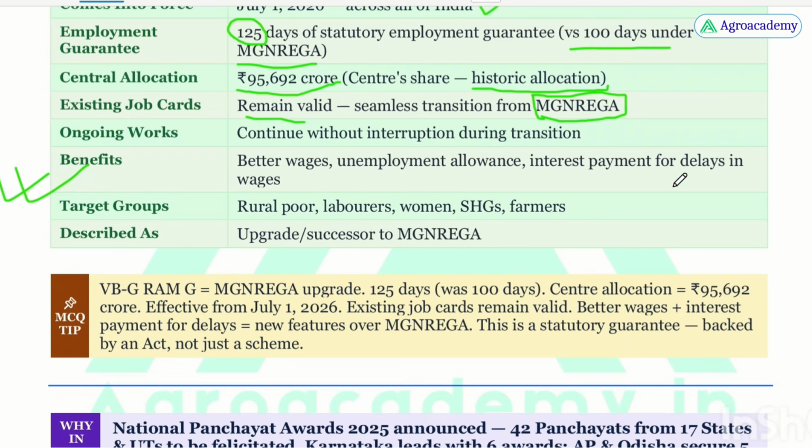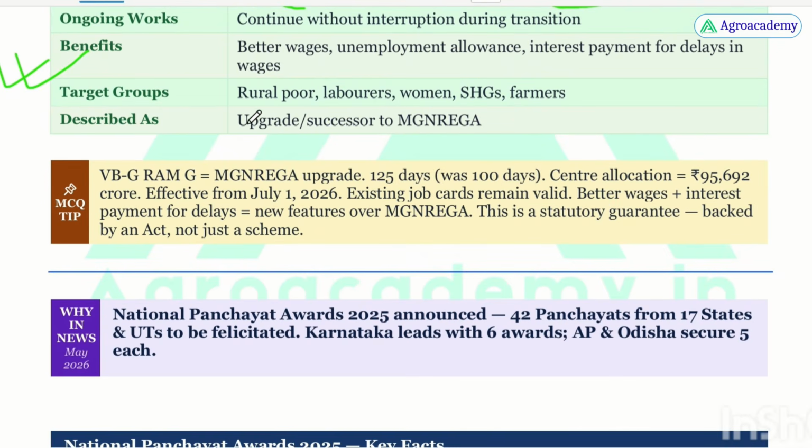So we need to see how much can be achieved from this scheme. The target groups are mainly rural poor, laborers, women, self-help groups, and farmers.